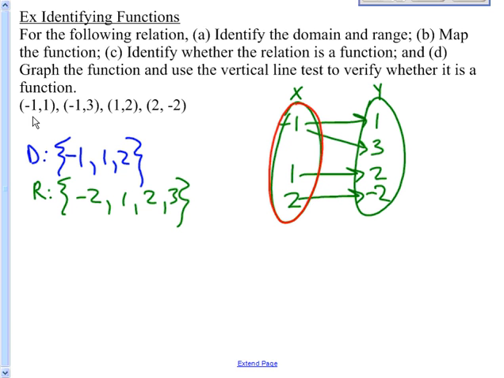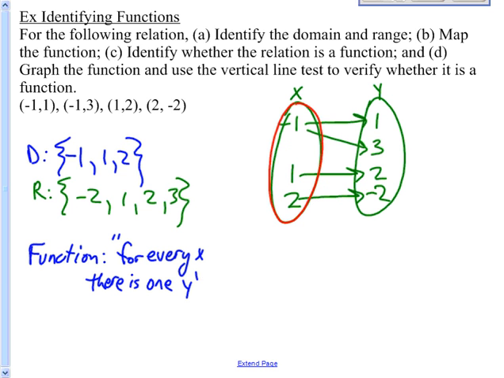Okay, now let's identify whether this relation is a function. So what you want to remember, to be a function, for every x, for every input, there is one y. For every input, there is one output. Okay, so let's test this. So what I do is I put my finger on -1. Or you know what, let me start at the bottom. Let me put it on 2. Okay, for this input, how many outputs? One output, right? So far, so good.